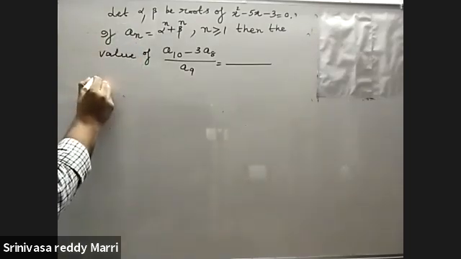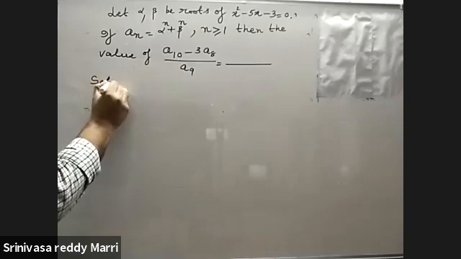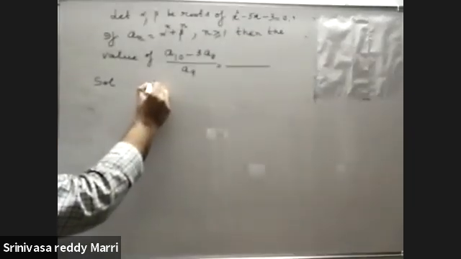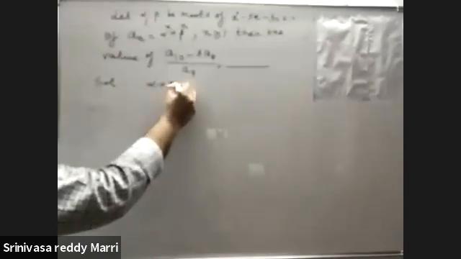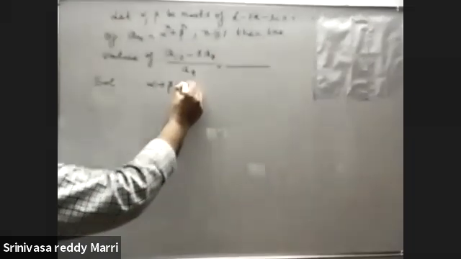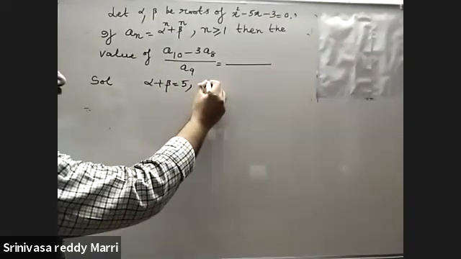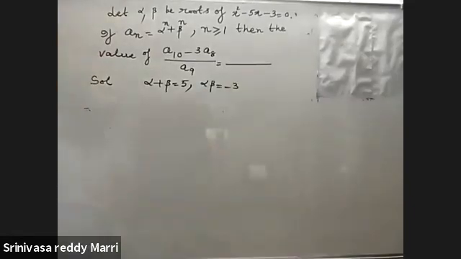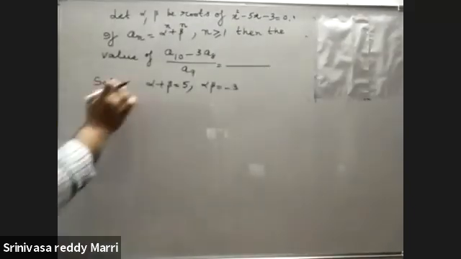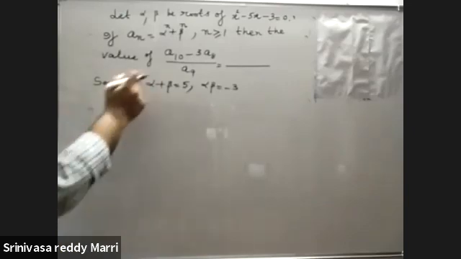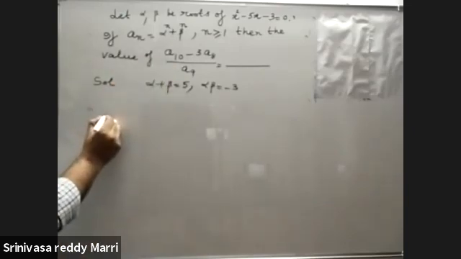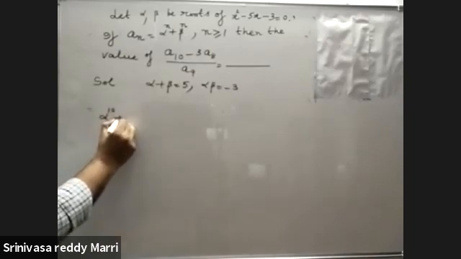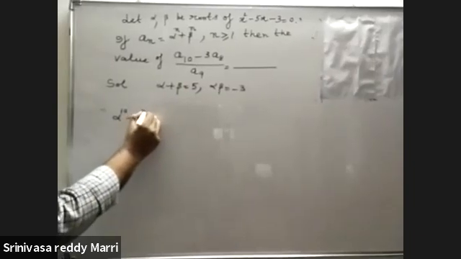Our first step will be writing the relation between the roots. So writing the relation between the roots, alpha plus beta is nothing but minus b by a. That means 5. Alpha beta is minus 3. Now what he is asking, have a look at. For these type of problems, what he is asking is alpha to the power 10 plus beta to the power 10.